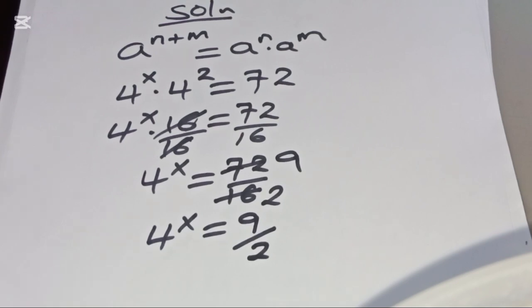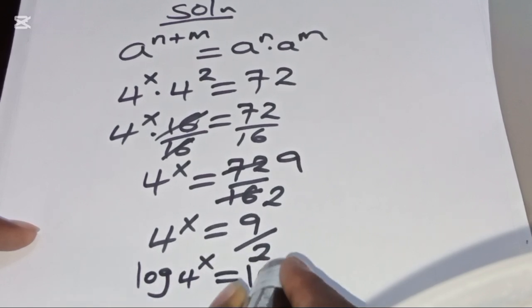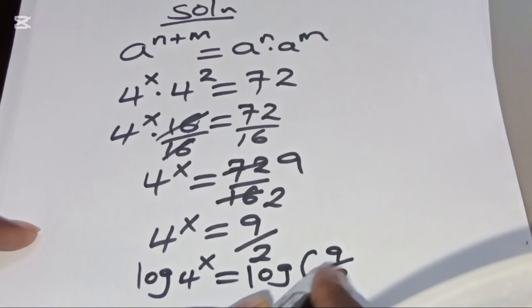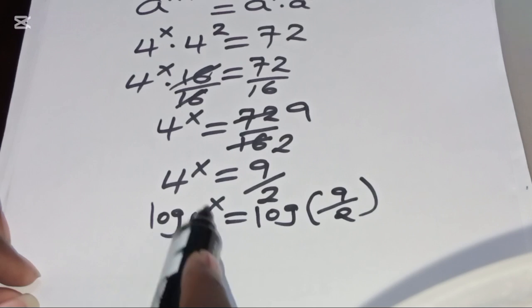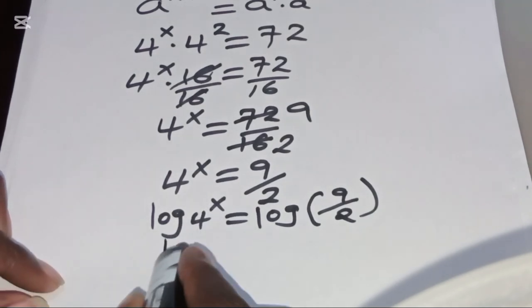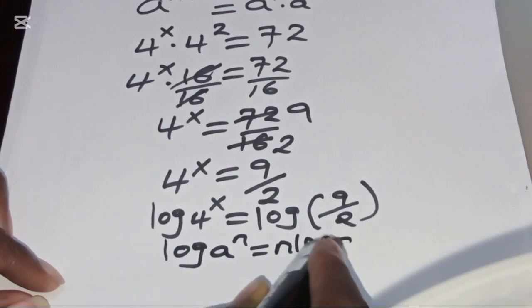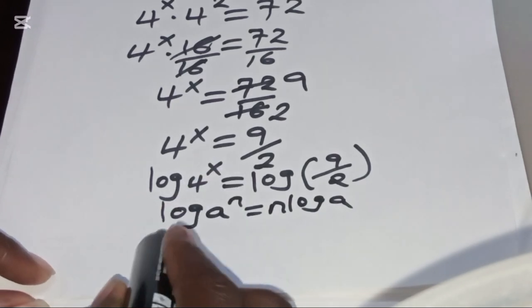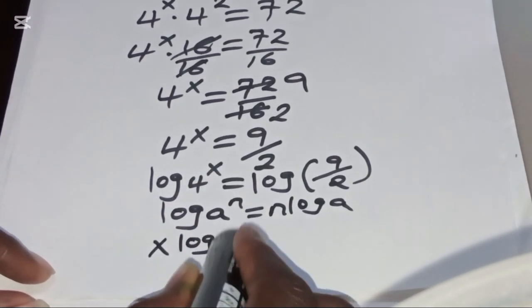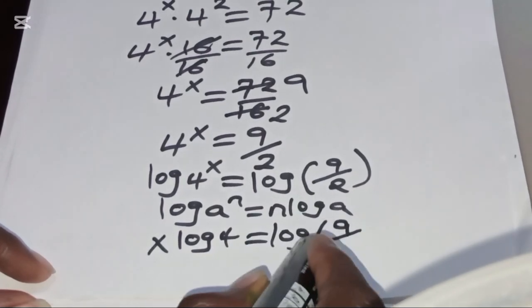Now to solve for the value of x, we introduce the logarithm on both sides as follows. You'll have log 4 to power x equal to log 9 divided by 2. As you can see, log 4 to power x is in the form of log a to power n, which you can express as n log a. Applying this property, log 4 to power x becomes x log 4, equal to log 9 divided by 2.